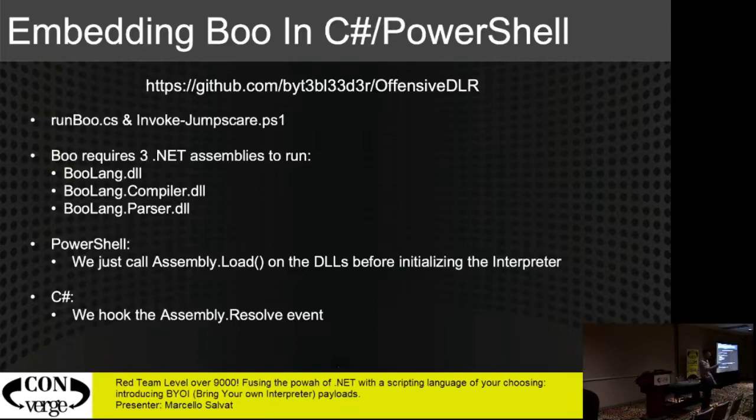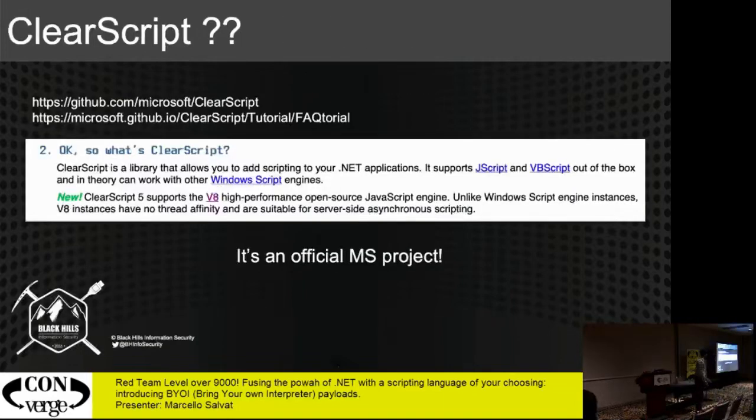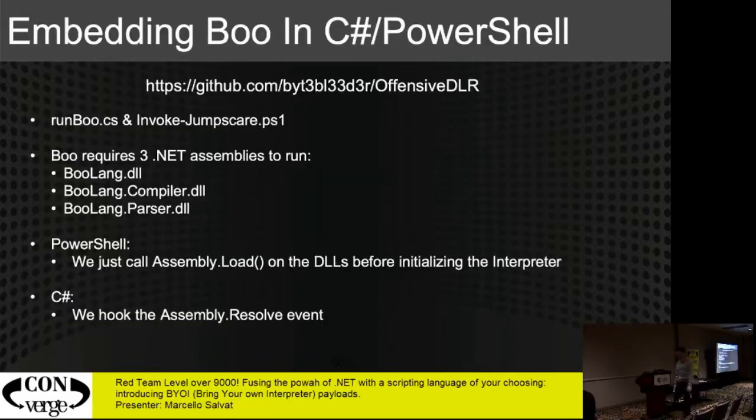And it's a very important thing to know because there are other implications to that, which we'll talk about in a second. So in PowerShell, you literally just call Assembly.Load on those 3 DLLs, and that's all you need to do to embed Boo in PowerShell. And in C#, you could just hook the AssemblyResolve event, and then at that point, your world's your oyster. So I'm going to be demoing a Boo payload right now.